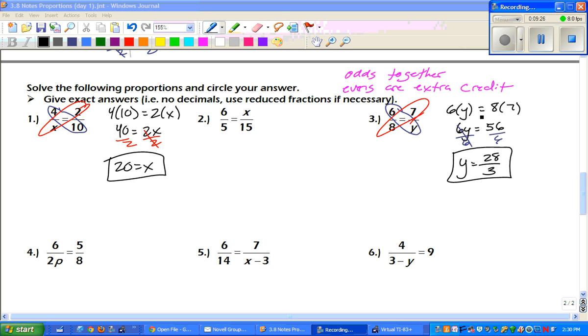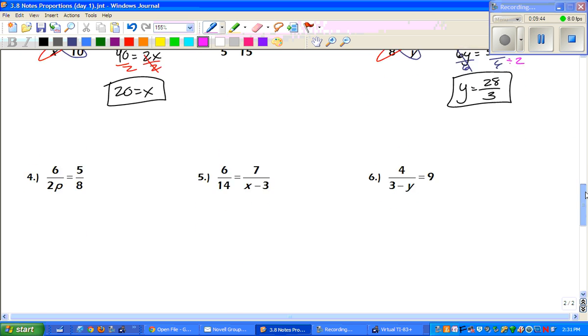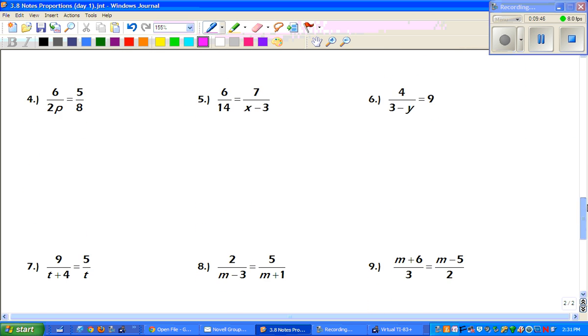Okay, so there's the answer. We cross multiply and you get 6y equals 56. Divide by 6 and you get 28 over 3. Now, remember, if you can reduce, you've got to reduce. Oh, I didn't divide by 3. I divided by 2. Okay. Let's look at number 5.